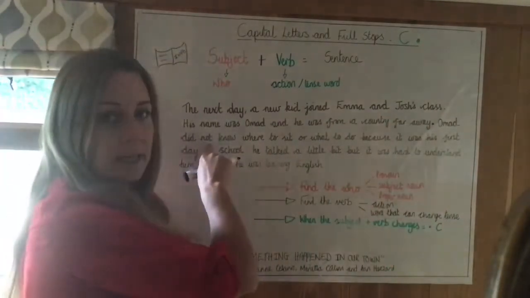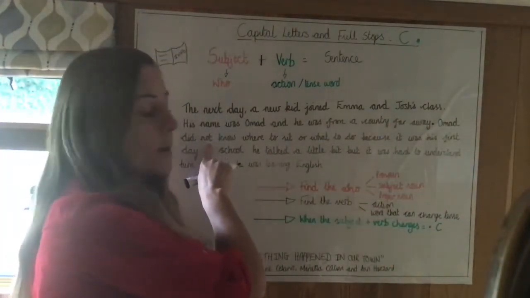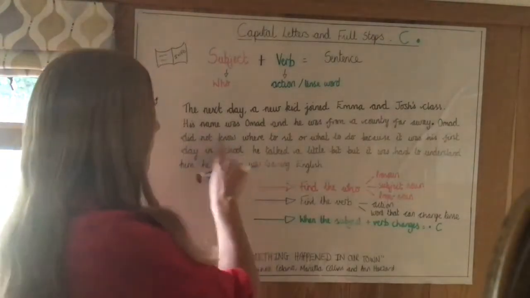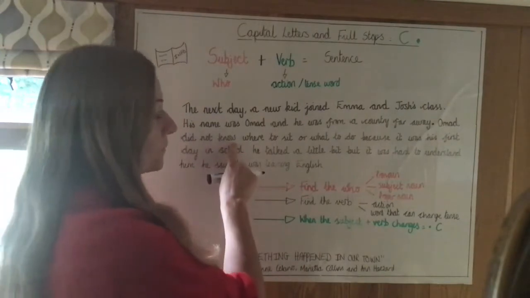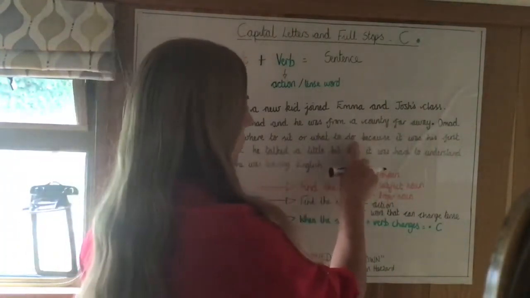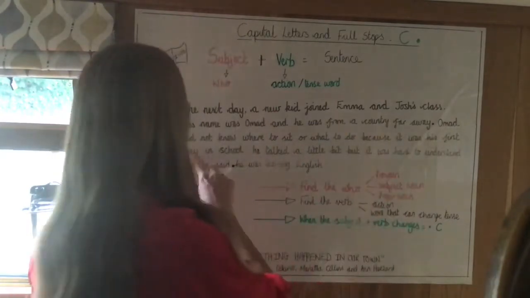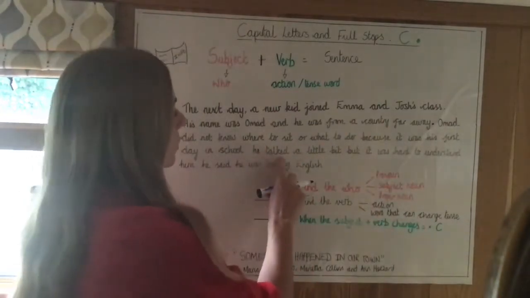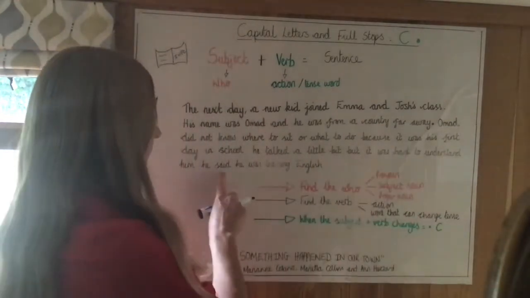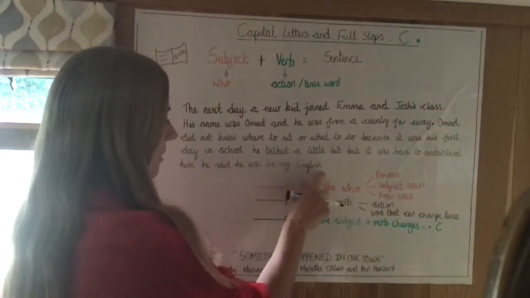Did not is a type of verb called a modal verb, and know is the verb in its whole here. So this is all the verb, did not know. So Omad did not know where to sit or what to do because it was his first day in school. He talked a little bit, but it was hard to understand him. He said he was learning English.